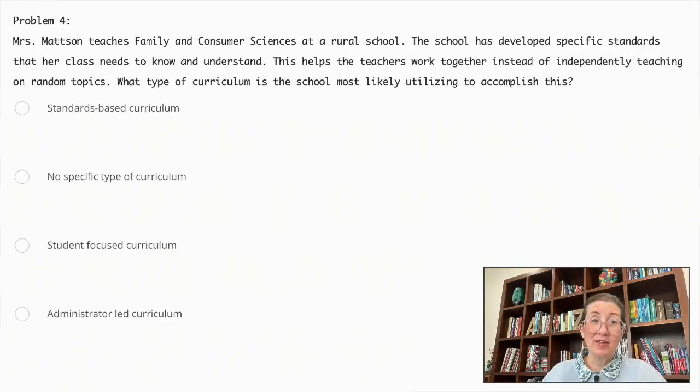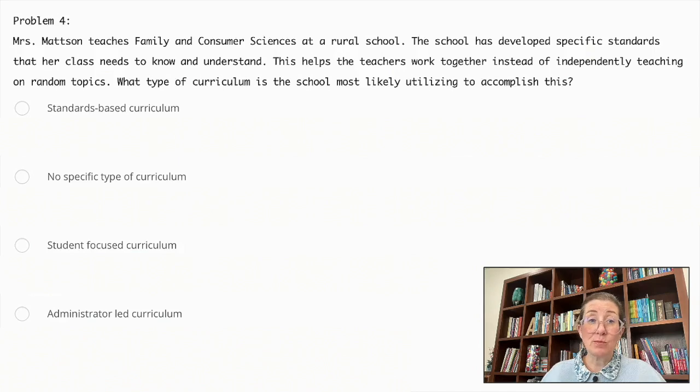Problem number 4. Mrs. Matson teaches family and consumer sciences at a rural school. The school has developed specific standards that her class needs to know and understand. This helps the teachers work together instead of independently teaching on random topics. What type of curriculum is the school most likely utilizing to accomplish this? Standard-based curriculum, no specific type of curriculum, student-focused curriculum, or administrator-led curriculum?